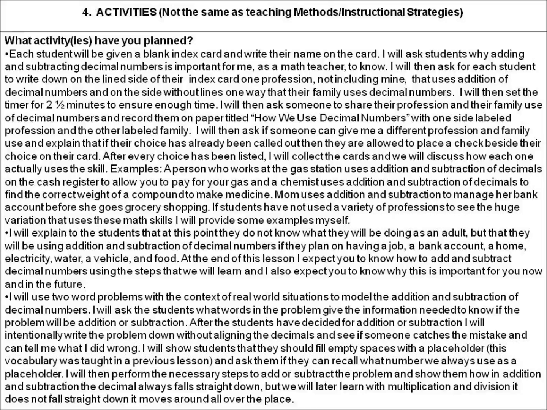I will ask the students what words in the problem give the information needed to know if the problem will be addition or subtraction. This is something we have previously worked on. After the students have decided for addition or subtraction, I will intentionally write the problem down without aligning the decimals to see if someone catches the mistake and can tell me what I did wrong. I will show students that they should fill empty spaces with a placeholder. This vocabulary was taught in a previous lesson. And then I will ask them if they can recall what number we always use as a placeholder.